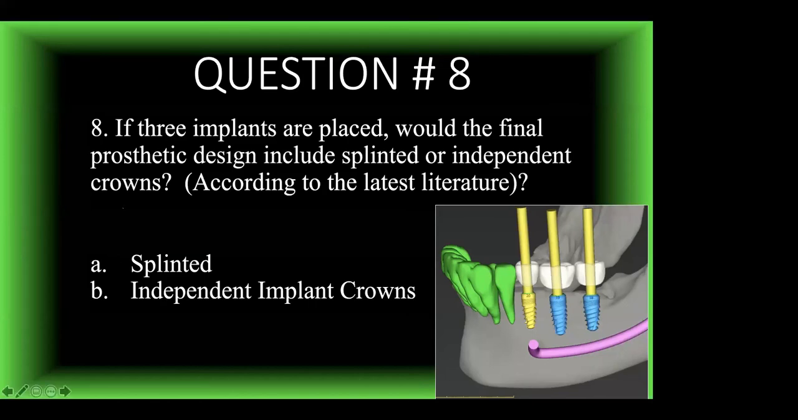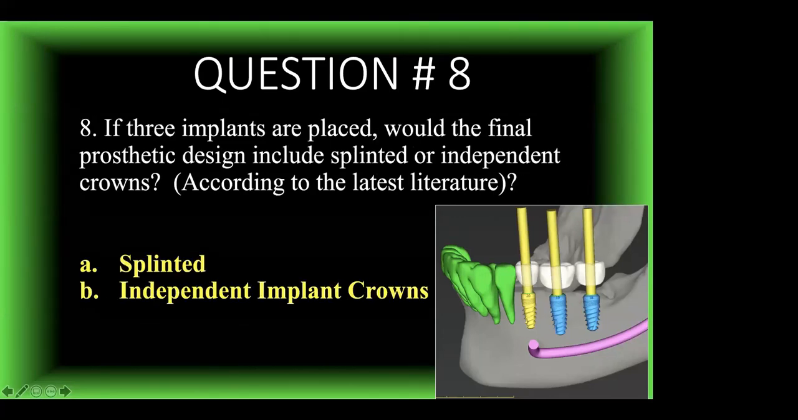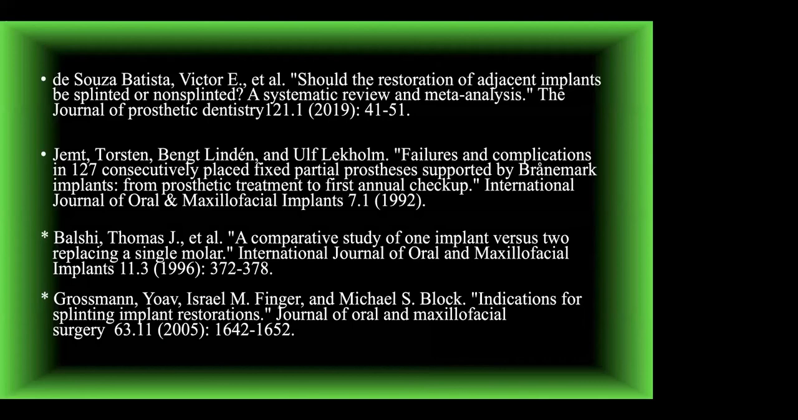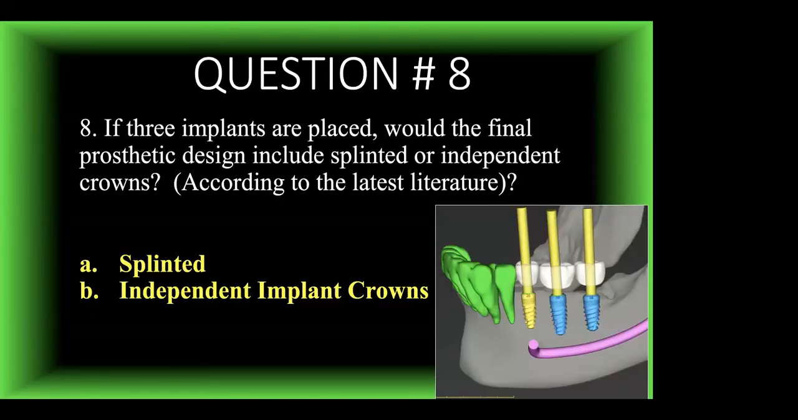Okay, Robert. Now, I don't even think I explained this one to Robert. Oh, this is perfect. There wasn't a right answer there. There was 51-49. The answer is there is no correct answer. If we look at the literature, there are numerous studies. There's probably 10 good studies out there that have looked at either splinting or independent crowns. And you'll find half say to always splint, half say to keep them independent.